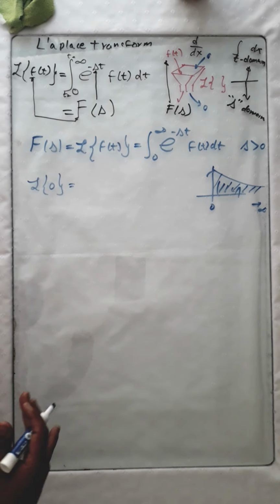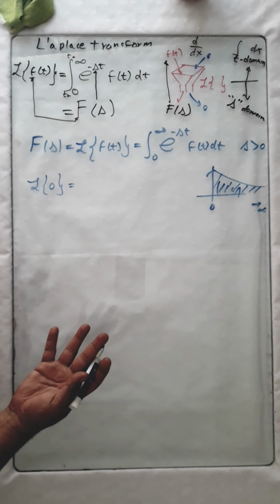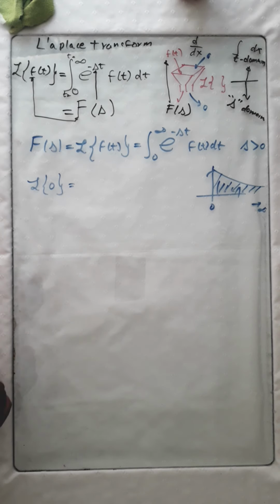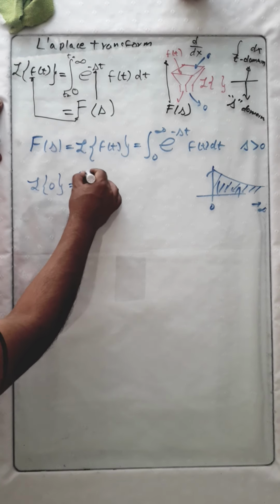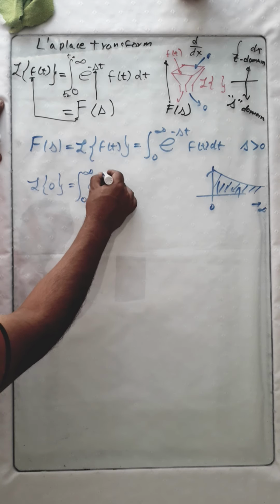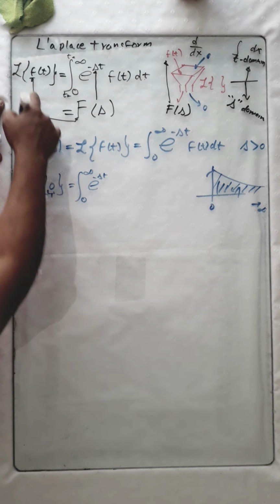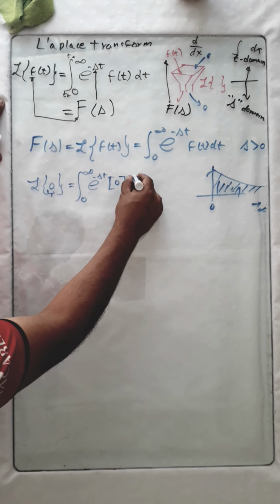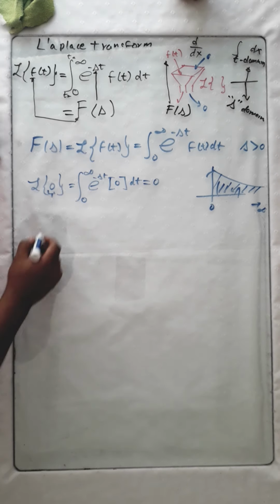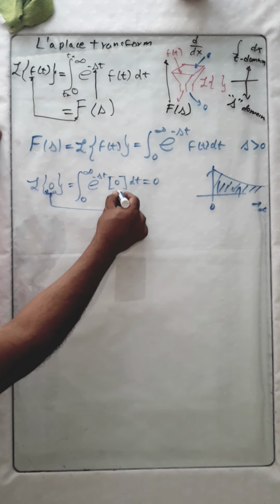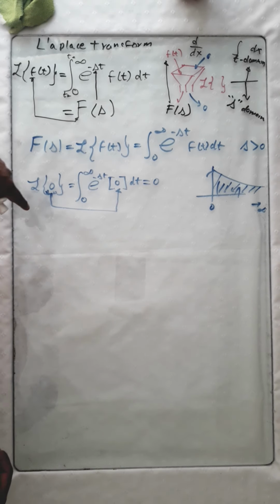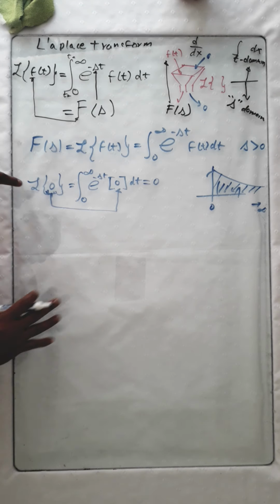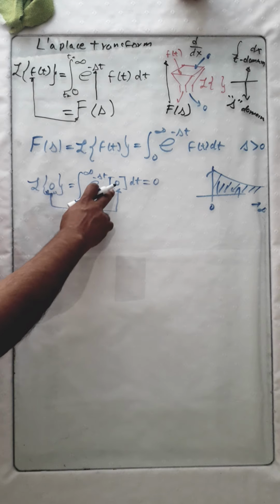Because we don't have formulas yet, we are going to develop the formulas, so we have to use the definition. It's going to be the integral from 0 to infinity of exponential minus st, and this function f of t becomes 0, times 0, differential of t, equals 0. Whatever you have for f of t is going to be inserted here. Could be 0, could be t squared, could be the sine of t, could be the exponential of t. No matter what you have, it is going to be here.